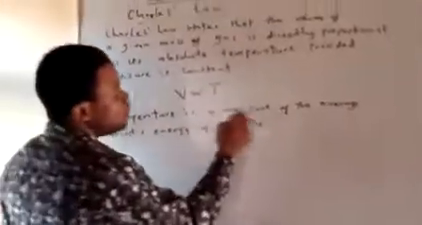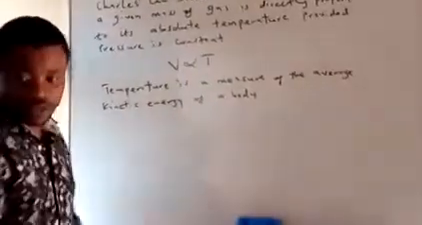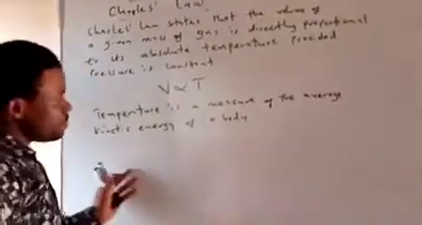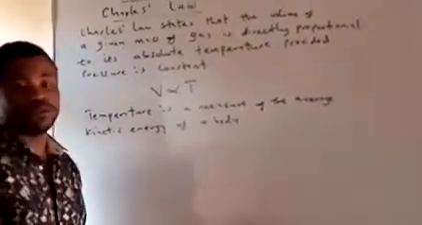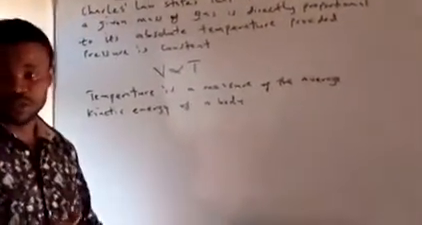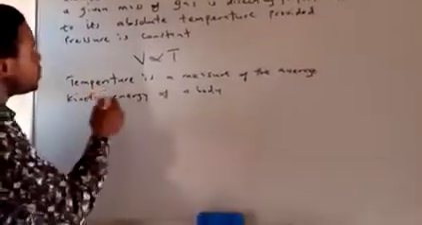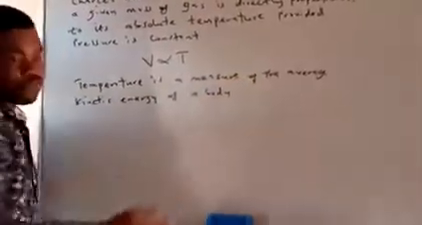Temperature is a measure of the average kinetic energy of the body. I will need this definition to explain what I want to explain. We have also been told that temperature is the degree of hotness or coldness of a body. Why do we say temperature is a measure of the average kinetic energy of a body?